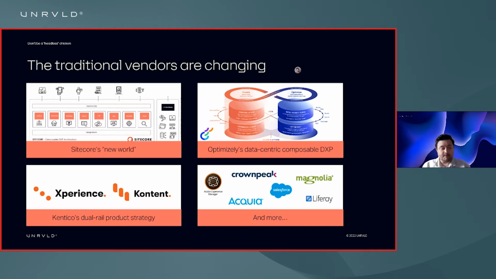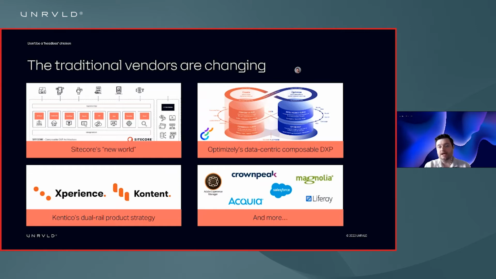Optimizely is a similar story. I mean, even pre the acquisition of Optimizely by Episerver, they'd already started to break the platform into these smaller components around content, intelligence, and commerce. And that's maintained, and they're able to, again, use products in smaller components or sell it as a whole. Kentico took a slightly different route with their dual rail. So their original product became Xperience, and then they have released a content as a service or headless CMS offering in the form of Kontent, again, to try and tackle these different architectural models. And you're seeing that across the board from all the different vendors that are out there.